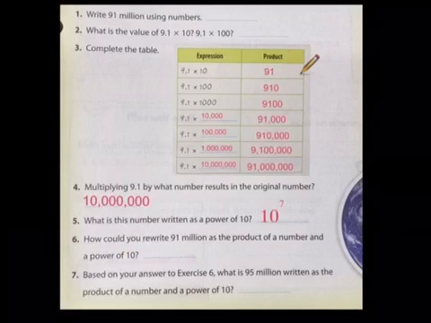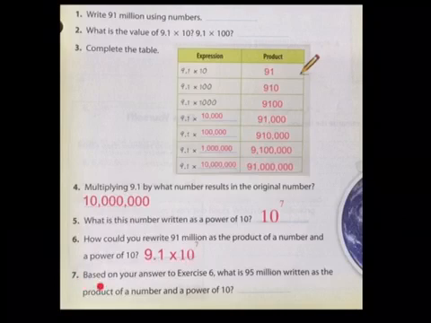How could you rewrite 91 million as the product of a number, so a number like 9.1, and a power of 10? Well, let's put these two together. We take 9.1 and 10 to the power of 7. There you have it. 9.1 times 10 to the power of 7, and we've put it all together now so that it'll give us a product of 91 million. And that's how we write scientific notation.